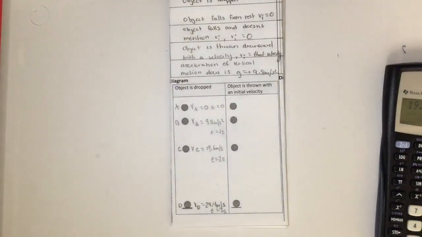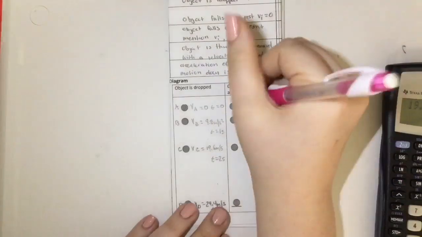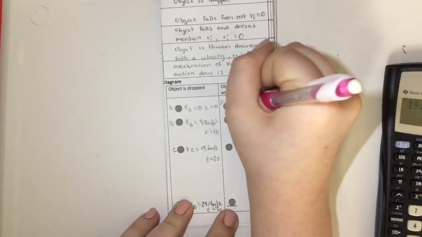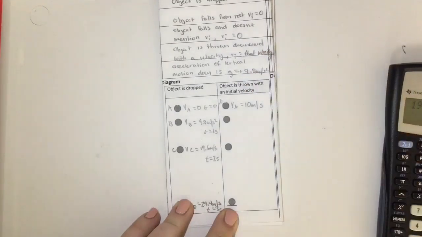Alright, so our next diagram, object is thrown with an initial velocity. So this means that the object that is being thrown is not being dropped. It has a force behind it that it starts at, just with a measurement. So instead of it being 0, once again, imagine this is A, B, C, D. So velocity A equals, I'm just going to say in this case, 10 meters per second.